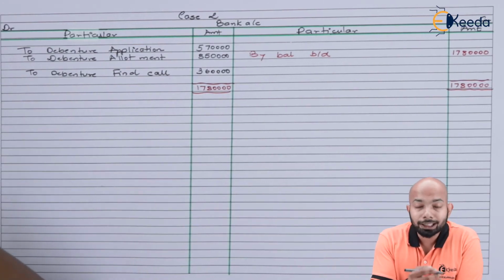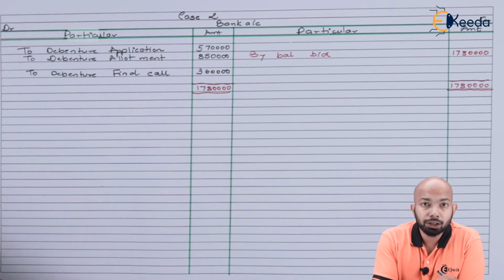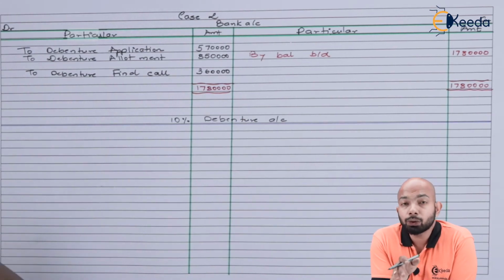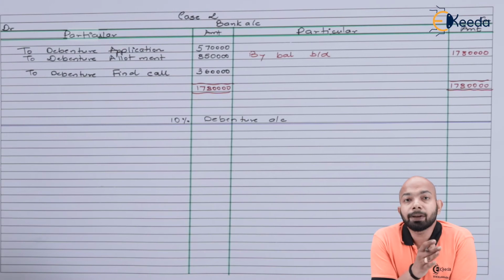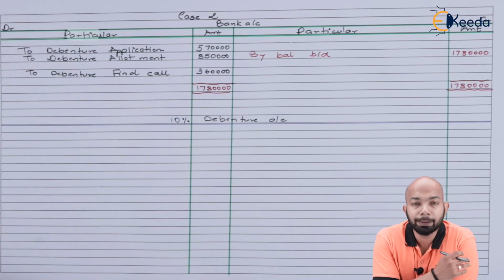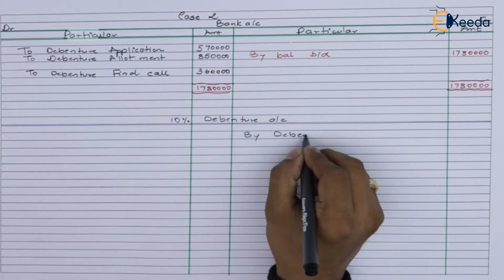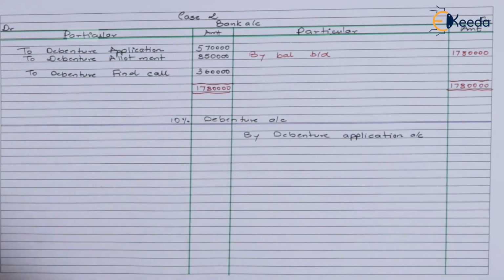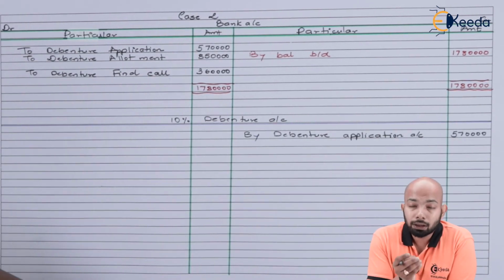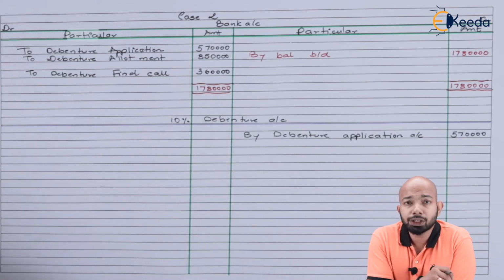Now on similar pattern, we'll prepare the debenture account here. So the first entry that will be passing here is transfer of application money to debenture account. The entry was debenture application to 10% debenture account. So on the credit side of 10% debenture account, we'll mention as by debenture application. Similar to that, we have allotment and final call. So we'll mention that entry now.